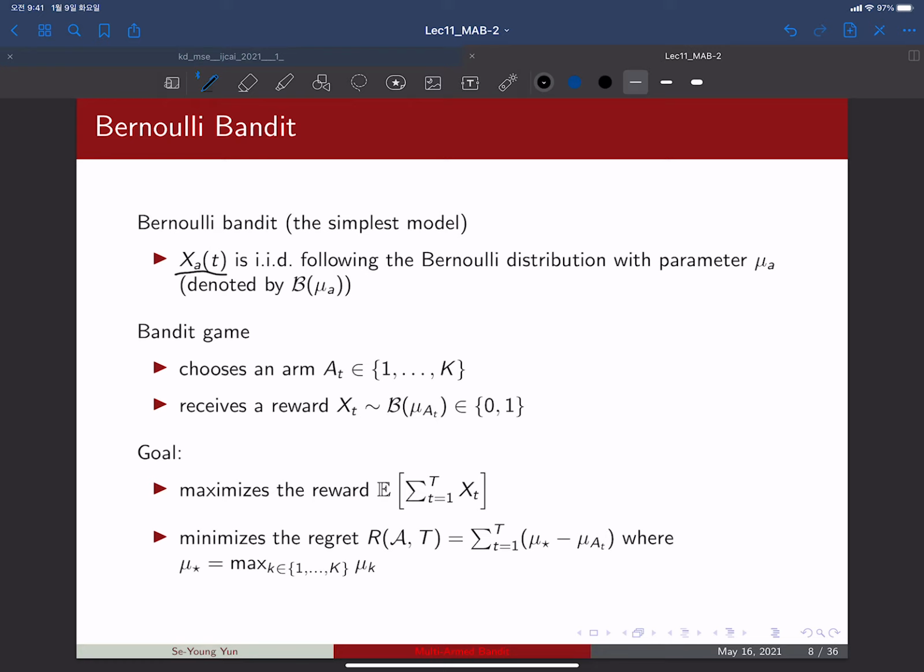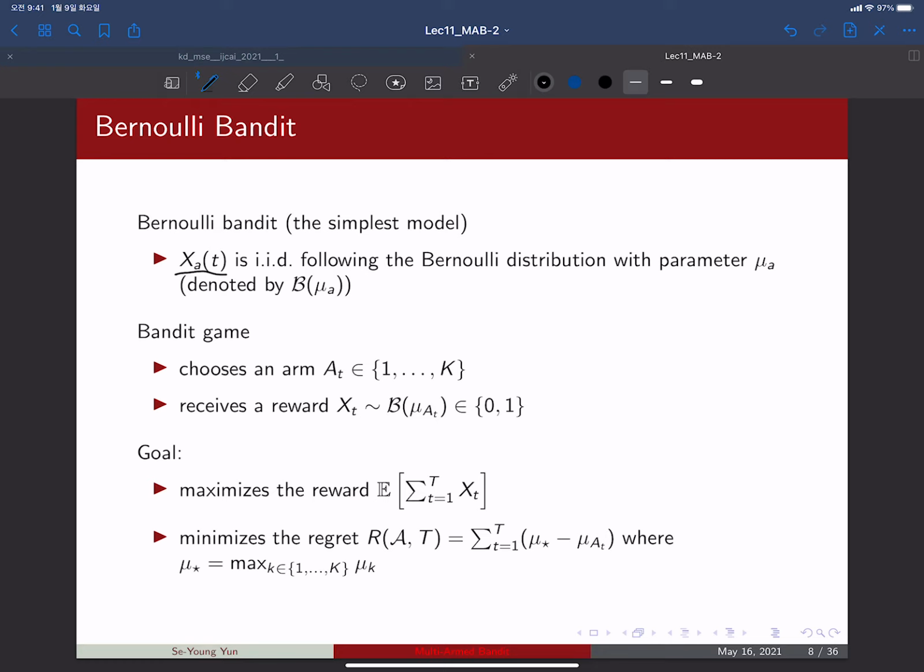So the bandit game is the learner chooses an arm A_t at time t and receives the reward x_t, and x_t follows a Bernoulli distribution with parameter mu_{A_t}. So the reward is either 0 or 1. And the goal for this Bernoulli bandit is to maximize the expected reward from time t=1 to capital T. In other words, we want to minimize the regret.